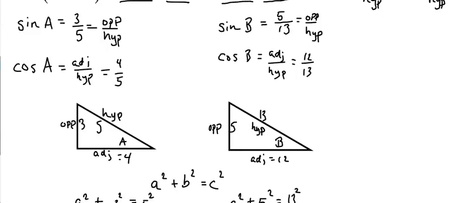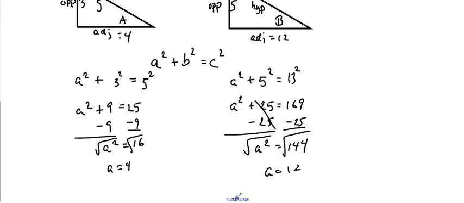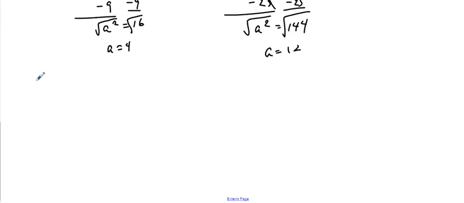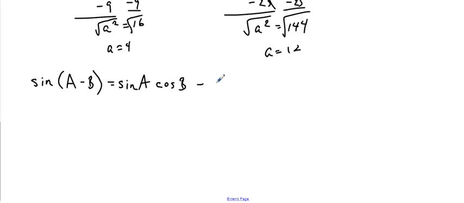So, let's go all the way down here. Sine of A minus B, remember these are the letters that we used. So, sine A times the cosine of B minus the sine of B times the cosine of A. And we're just going to go ahead and plug in.